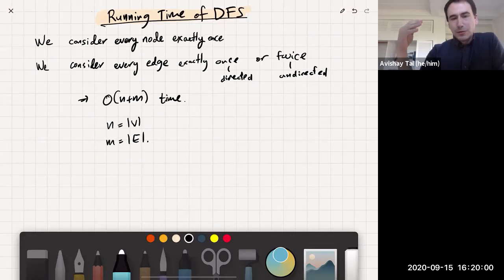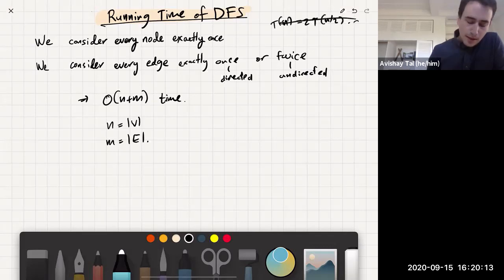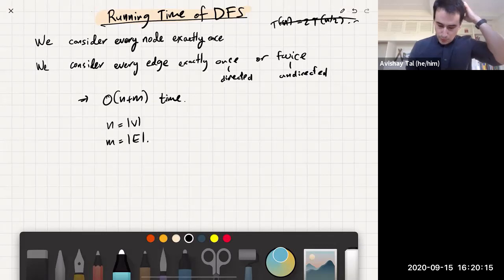Here, we will not analyze the running time by recurrence relations. It's not like we have T of n is, I don't know, 2 times T of n over 2. I mean, we will not have something like that. But what I want you to notice when we analyze this algorithm is the following.